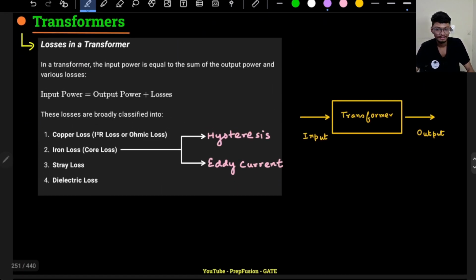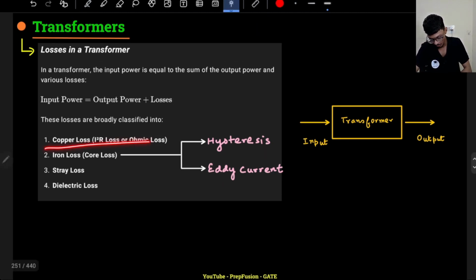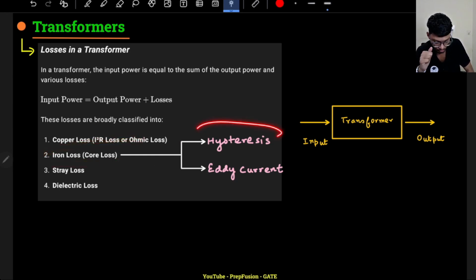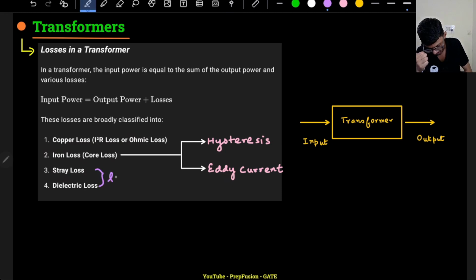In a transformer there are mainly four kinds of losses. First is copper loss, which we have already discussed. I have also derived the expression, I square R, in a previous lecture, so I will not derive it again. Iron loss is the core loss component, in which two losses are there: hysteresis and eddy current losses. The third is stray losses and dielectric losses. These are very low. The main loss components are the first two, due to which the losses are the highest.